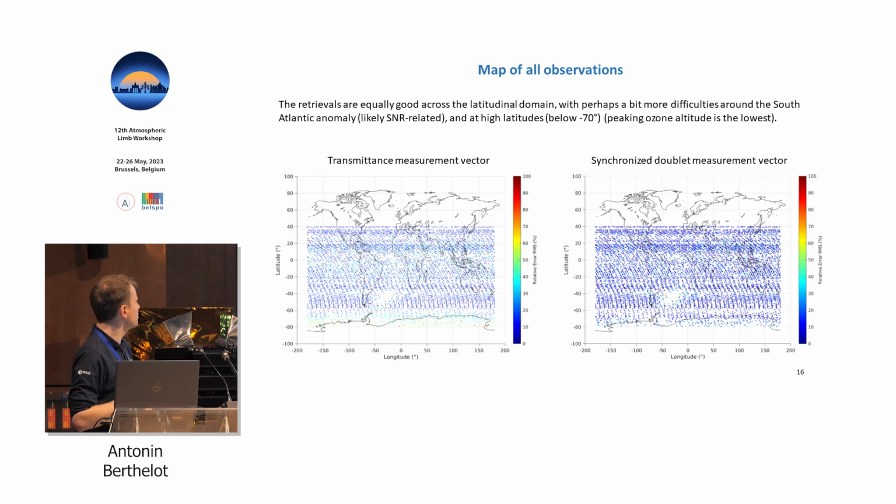And now, if I use this basic transmittance vector, I can compare it also to this synchronized doublet. So you see that the error overall gets a lot lower, especially here, around minus 70 degree latitude. So we are quite happy with these results, even though we still see here and there a couple of points where the agreement with GOMOS is not great. But typically we are around 10% error.